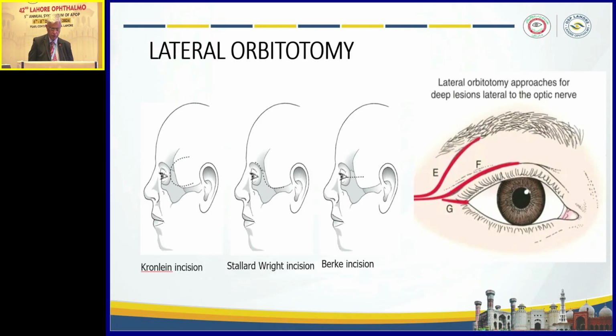This is mainly done for the intraconal tumors which are lateral to the optic nerve, inferior to the optic nerve, superior to the optic nerve, or a very big lacrimal gland tumor which is growing in a backward direction, and for hydatid cysts or other cysts which are located in the retrobulbar area.